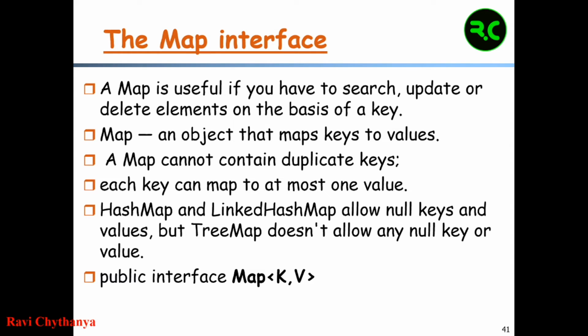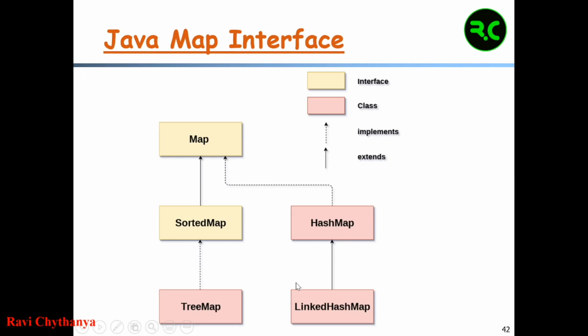A map is an object that maps keys to values. Each key can map to at most one value only. HashMap and LinkedHashMap allow null keys and null values, but TreeMap does not allow any null key or value. And the public interface we have here is Map<K, V> with the key and value pair. This is exactly the Map interface.